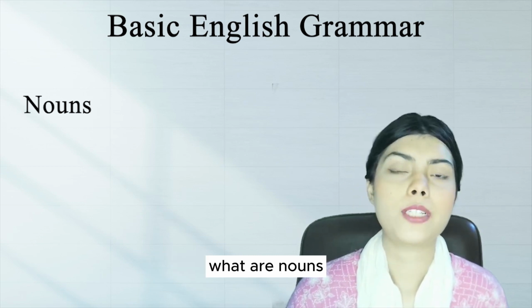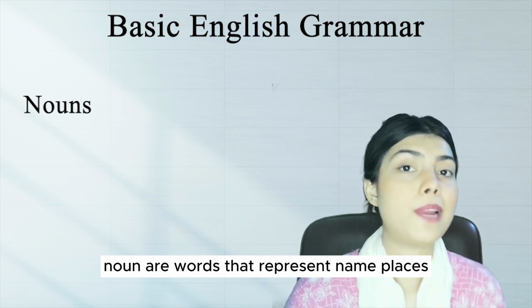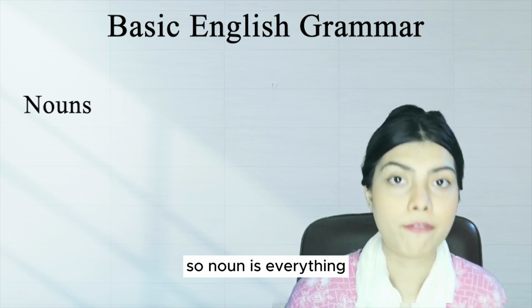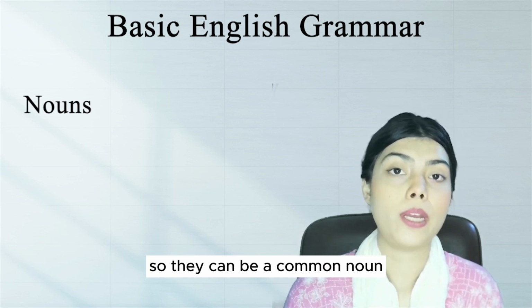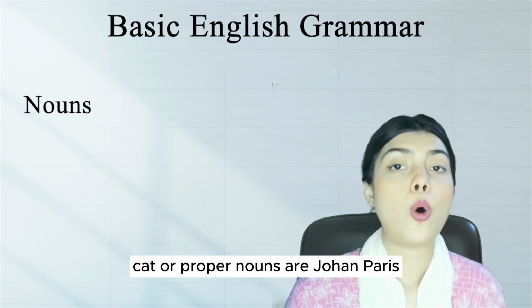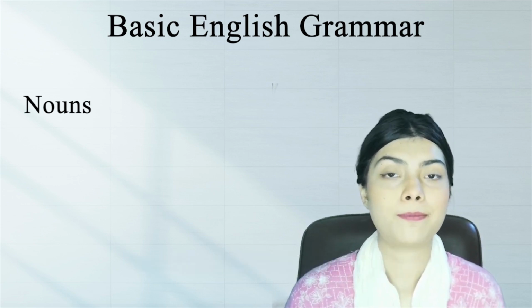What are nouns? Nouns are the words that represent names, places, ideas, things. So noun is everything. So they can be common nouns. Common nouns are dog, city, cat, or proper nouns are John, Paris.